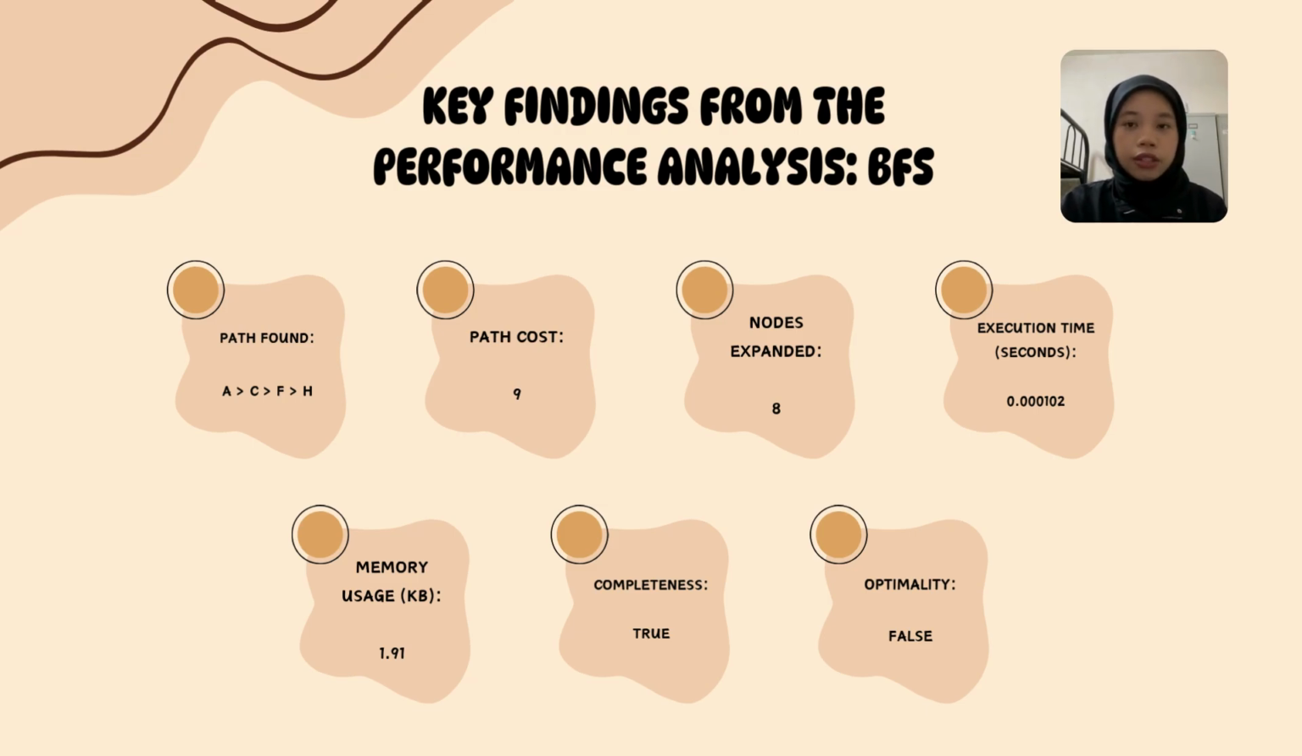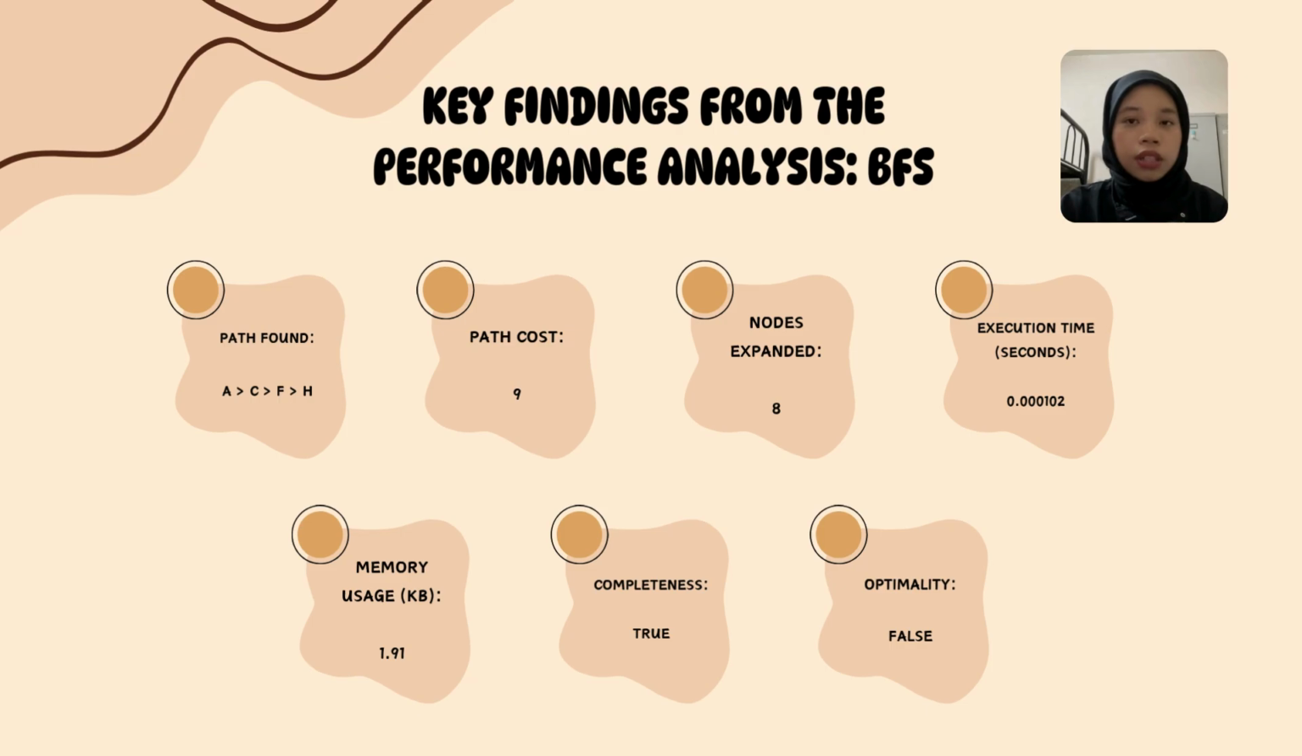These are the key findings from the performance analysis of breadth first search algorithm. The algorithm found a path from A to H going through points A, C, F, and H. The total cost to reach the destination was 9. The algorithm only needed to check 8 nodes and took 0.000102 seconds to run. Memory usage was minimal at 1.9 kilobyte.